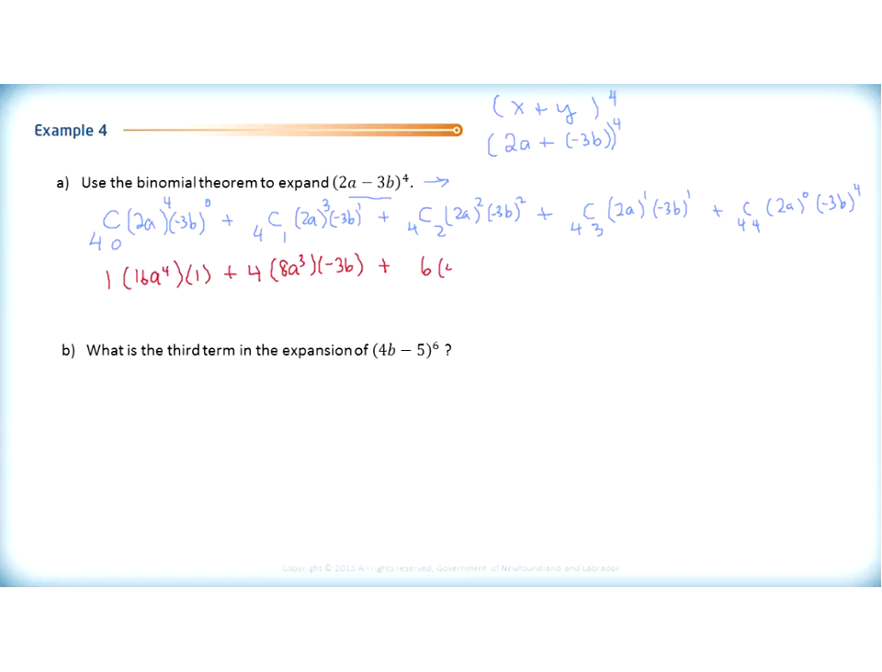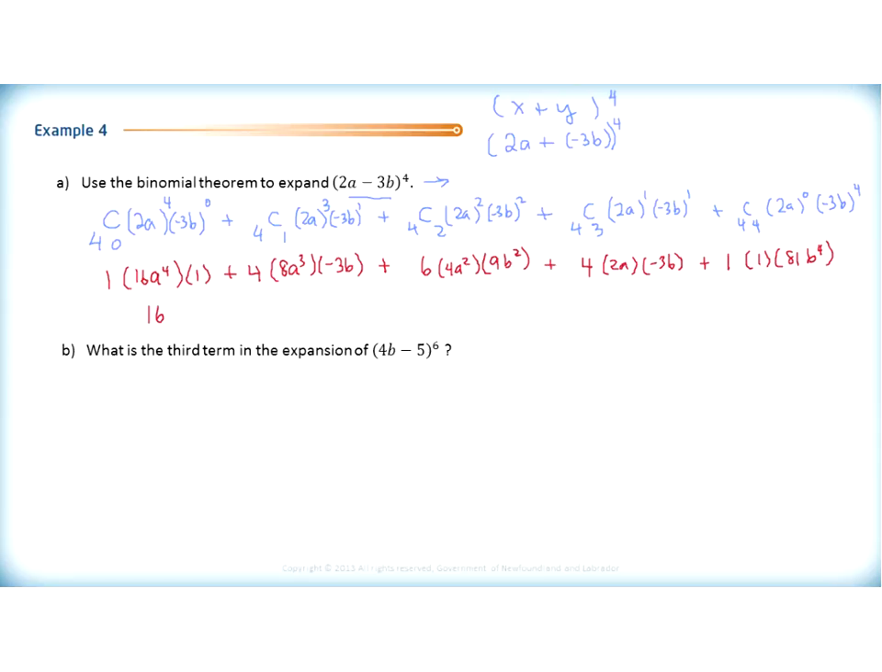2a squared is going to give me 4a squared times a negative 3b squared is going to give me a positive 9b squared. Plus, the C of 4 choose 3 is 4. 2a times a negative 3b plus the C of 4 choose 4 is 1 times a negative 3b to the power of 4. Negative 3 to the power of 4 is 81, b to the 4. And let's finally write the final answer here.